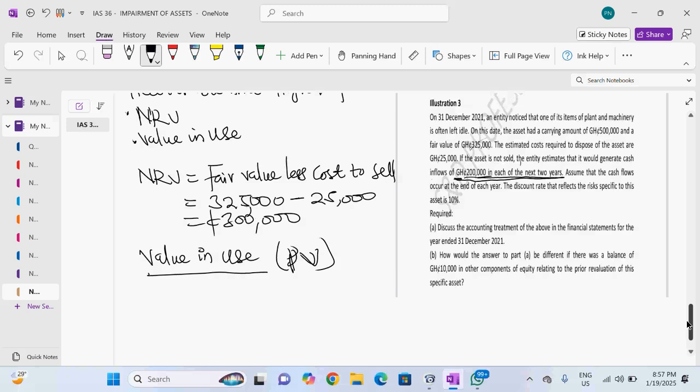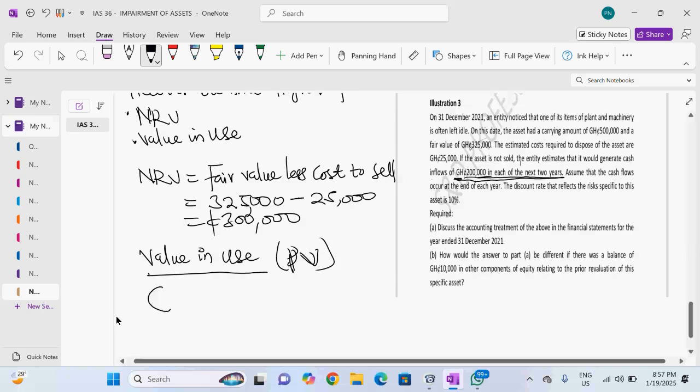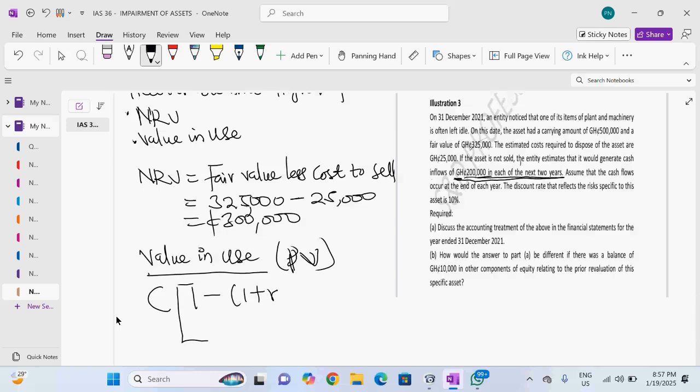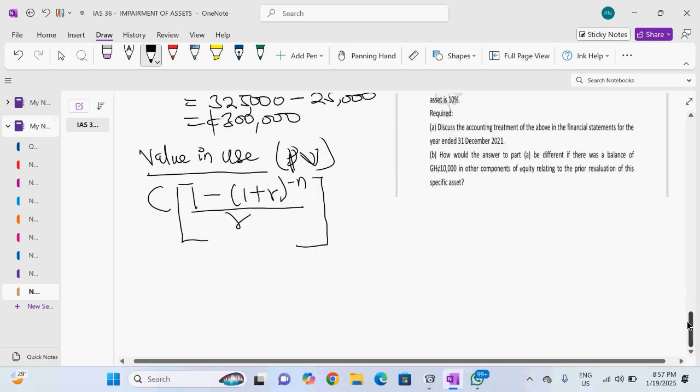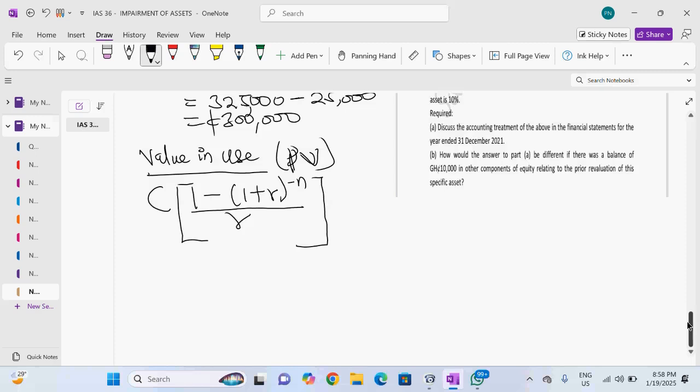So what is the present value annuity formula? It is C times 1 minus 1 plus R to the exponent minus N, all over R. So that is the value in use.